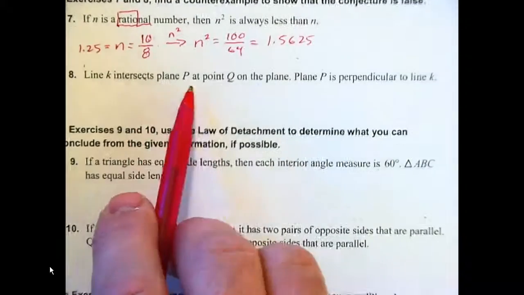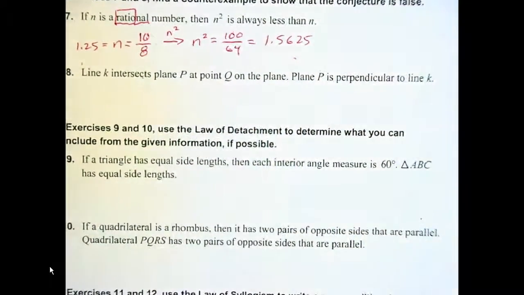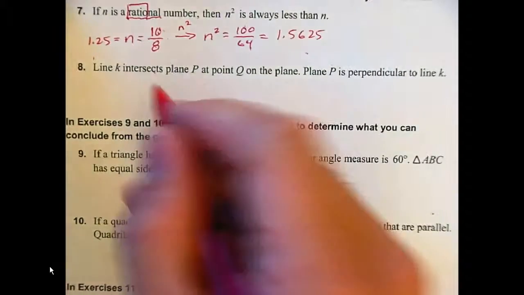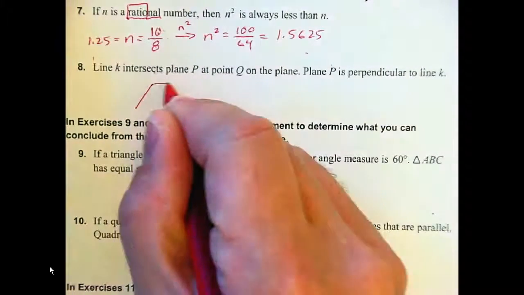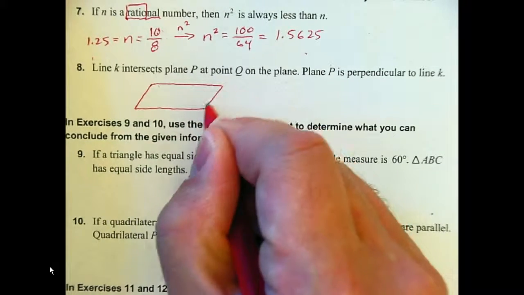Line K intersects plane P at Q, and plane P is perpendicular to line K. Show your neighbor what you put as a counterexample. I just wrote true. I didn't understand how to do this one as a counterexample, but I think it's true. Perpendicular is like, if it intersects.